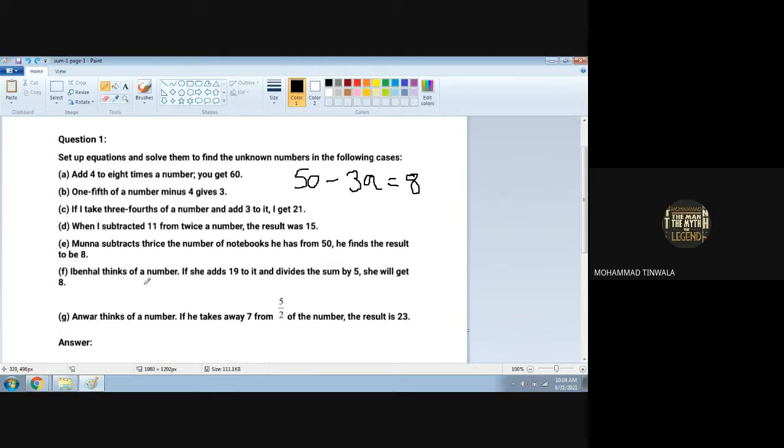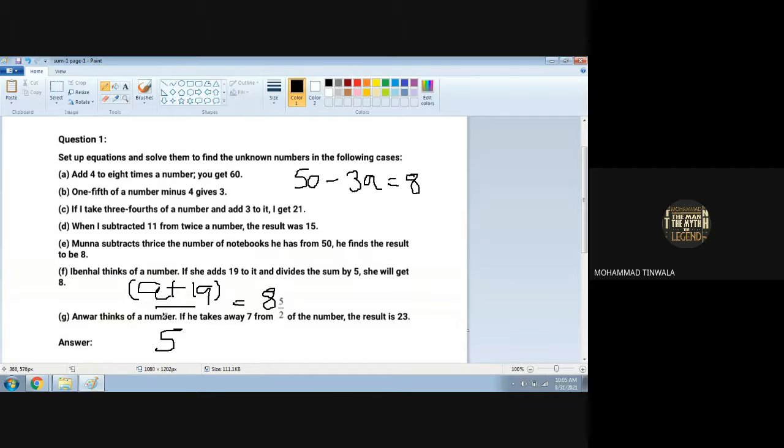Ibanal thinks of a number. Let the number be A, B, C, D, it can be anything. If she adds 19 to it, and divides the sum by 5, what does she get? 8. Any doubt? No, sir.